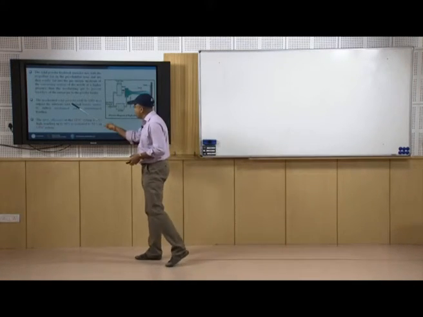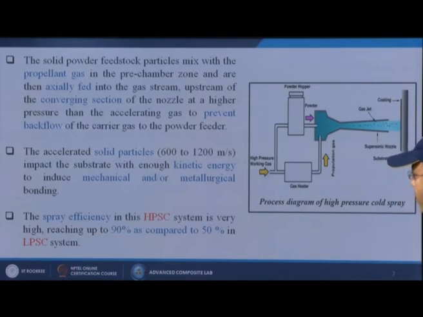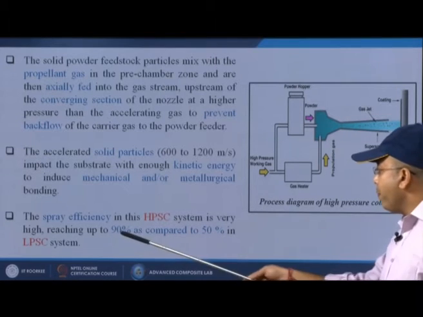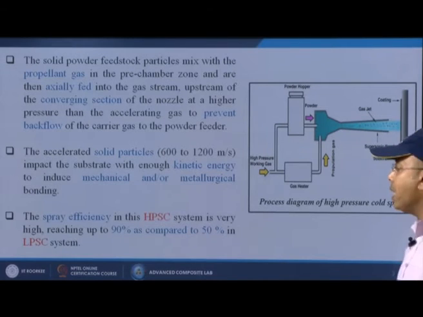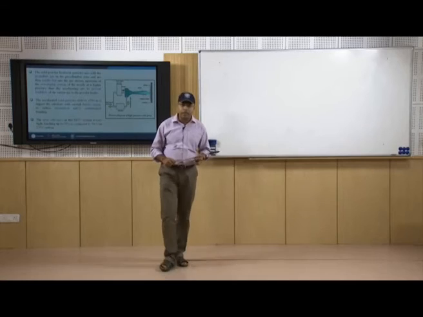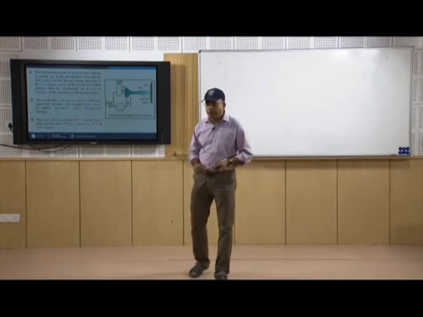The accelerated solid particles, generally 600 to 1200 meters per second, impact the substrate with enough kinetic energy to induce mechanical or metallurgical bonding, or maybe sometimes both. The spray efficiency in the HPCS systems is very high, reaching up to 90% as compared to 50% in the LPCS. LPCS is nothing but the low pressure cold spray technique.